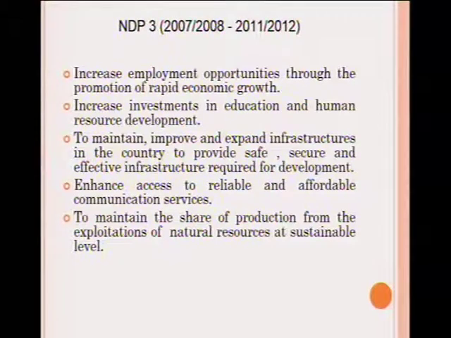The third plan, which started in 2007 to 2012, has more structured points. It talks about increasing employment opportunities through rapid promotion of economic growth. It talks about an increase in education and human resource development. This plan also talks about the natural resources to make sure they are sustainable, and communication, enhancing access to reliable and affordable communication services. This is NDP3 in a nutshell.